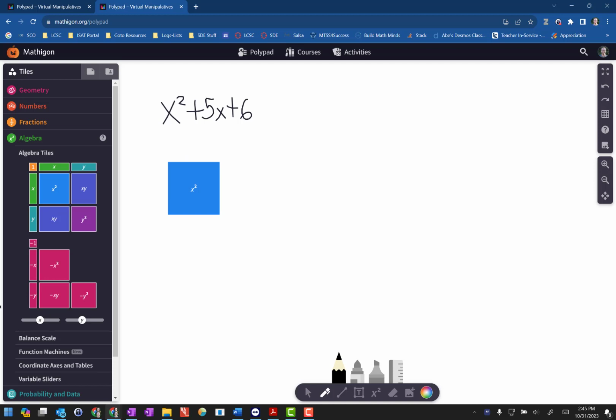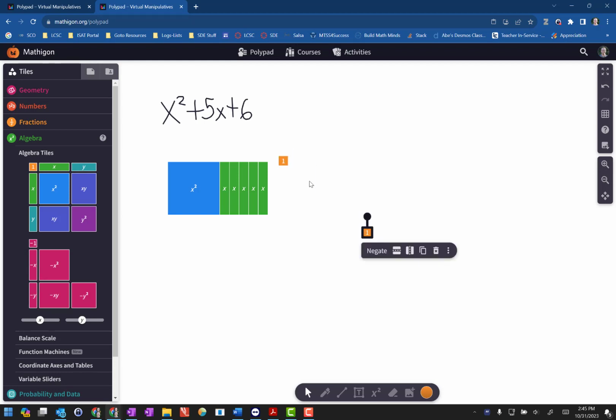And then I need 5 x's, and the same kind of logic applies. We're just going to line them up. We know that the length of this side is x, and if this long side has a length of x, then the short side has a length of 1. So this is 1x, but we need 5 of those. 3, 4, 5. Then we need 6 little ones, like this.